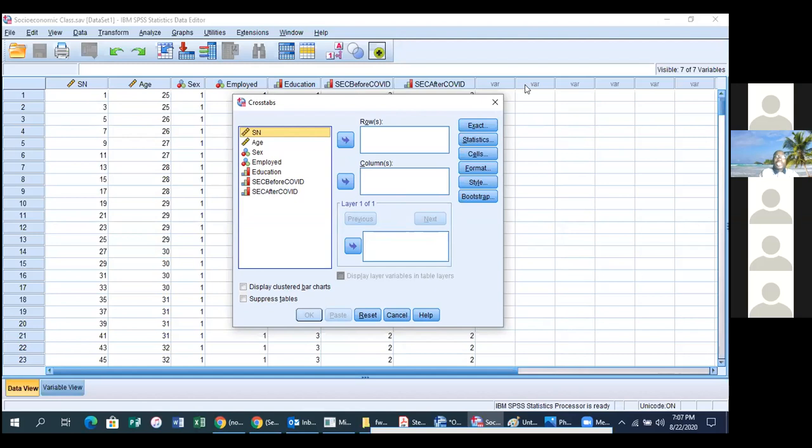Okay, don't worry. Just put sex on the row. Sex will be on the row. Yeah, sex is the outcome. Employed is the exposure now. We put it on the row. Then click on employed and move it to the column.